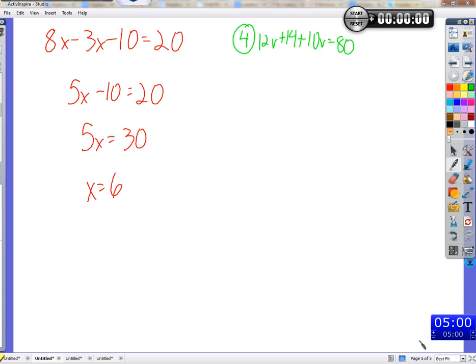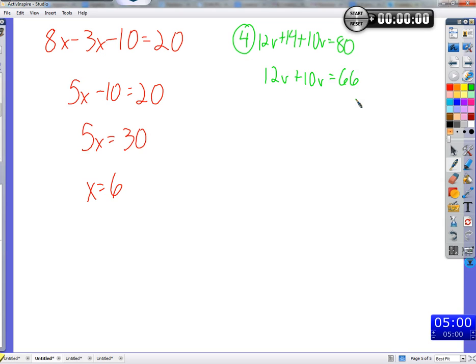All right, so let's say, what are we going to do for step one? And let's make step one different from the step one we did over here. So what can we do differently? Subtract 14. Subtract 14 first. So we have 12b plus 10b equals 66.